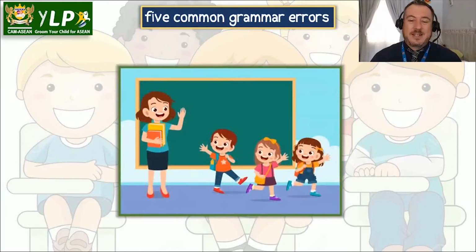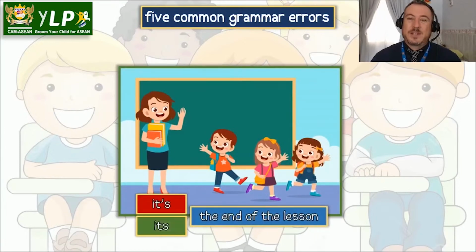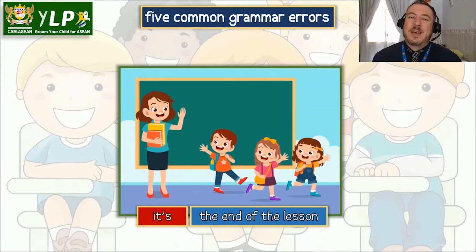Right, okay, and this is the last one. So what is the correct one here? It's the end of the lesson or its the end of the lesson? Well, the green its, that means something that belongs to an it, might be an animal or a very young child if we don't know if it's a boy or a girl. Or is it the red it's? It is. It is the end of the lesson. So it must be the red it's.